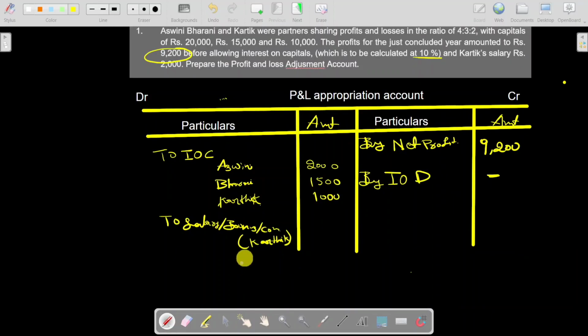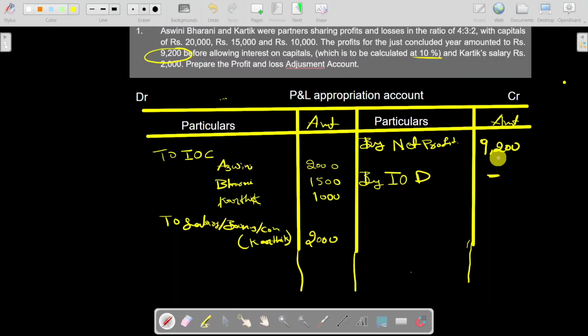Here only one person is taking salary, so we have to write Karthik only here. If partners other than Karthik also take salary, then we have to write all the partners' names here and mention the amount here. So how much salary is Karthik taking? 2,000. And that's all. We have net profit 9,200, and interest on capital and salary here.